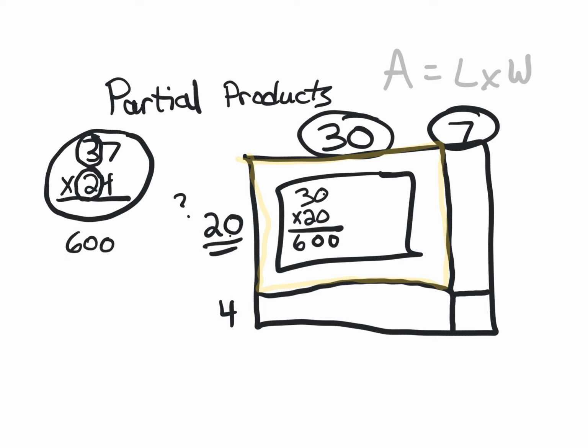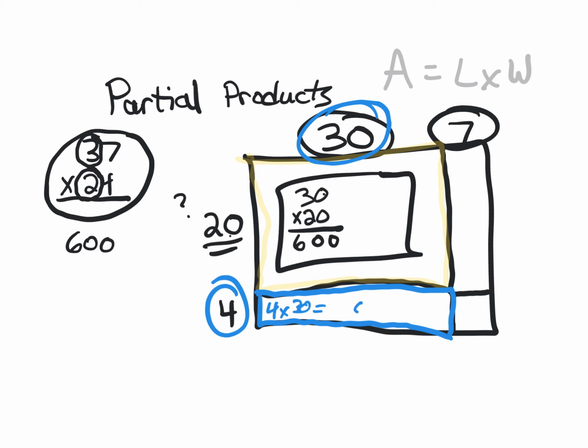Okay, down here for this rectangle, we still want to do length times width, so we can do 4 times 30. 4 times 30, we have a 0, so we can put the 0 in our answer, and then 3 times 4 is 12. So that partial product is 120.